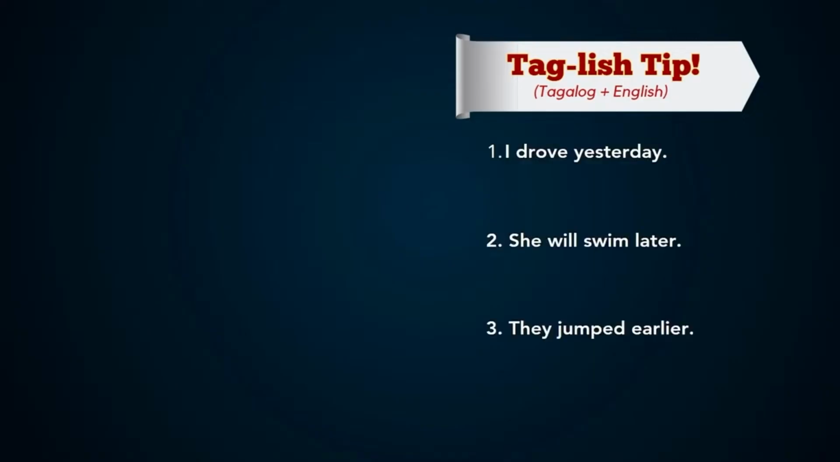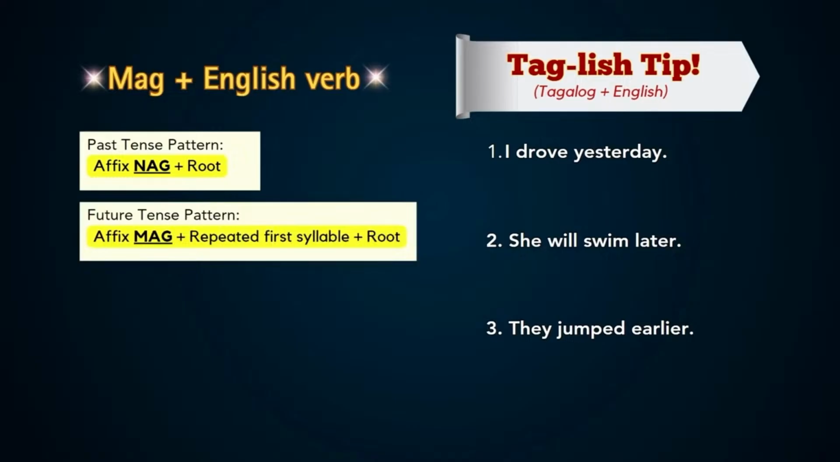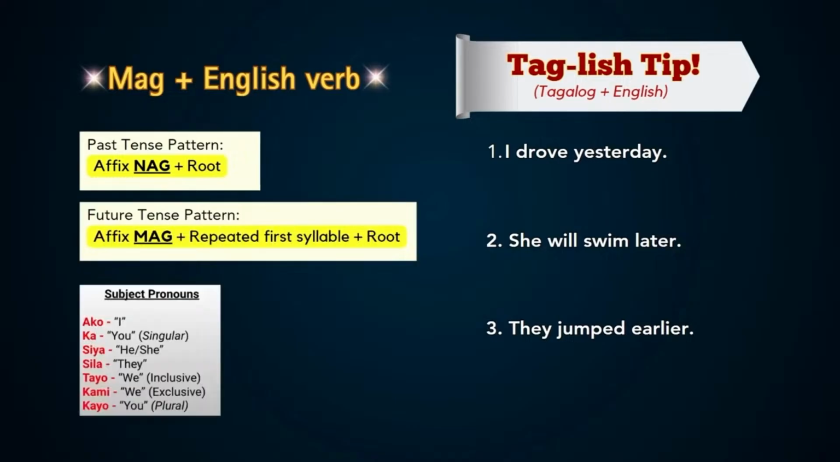So let's take a look at these examples. I drove yesterday. She will swim later. They jumped earlier. We didn't learn these verbs. We didn't learn to drive. We also didn't learn to swim or to jump. But you can always turn them into a mug verb. So that means mug plus the English verb. Then conjugate it like you would in the past or the future as a mug verb. And then you can use subject pronouns in your sentence.